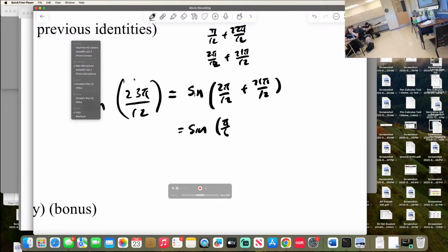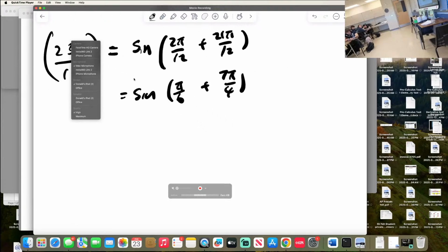Sine of pi over 6, right, plus what? 7 pi over 4. Thank you. Can you do a different combination? Yeah, you can. You can do 3 pi over 12, which is pi over 4, and 20 pi over 12, which is 5 pi over 3, sorry. Any kind of combination will work out to be the same answer.